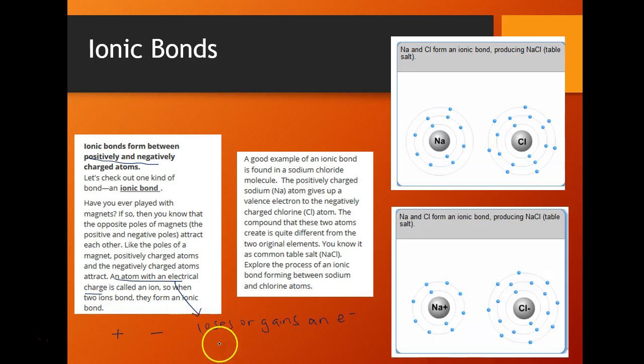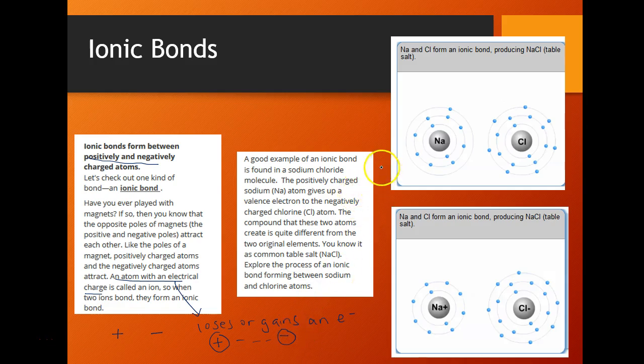Okay, so if it loses an electron, that means it's losing part of its negative charge, and so it becomes more positive. If an atom gains an electron, then it's gaining a negative particle, so it becomes more negative. Either way, if an atom becomes more positive or more negative, it has an electrical charge, so we call it an ion. When two ions interact with one another, they're obviously going to be attracted to one another because one is positively charged, the other one is negatively charged.